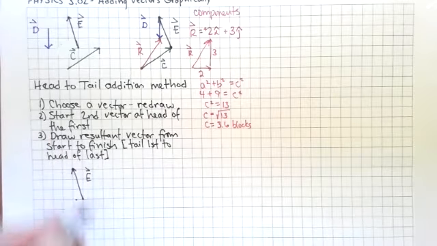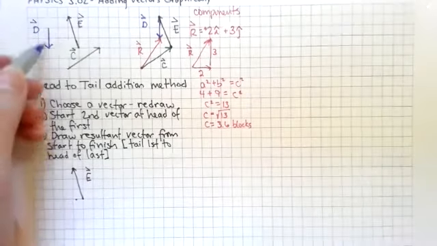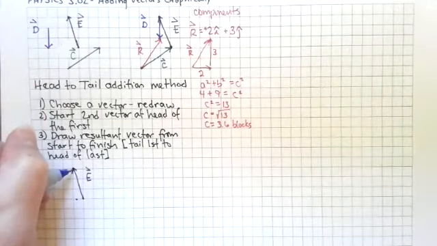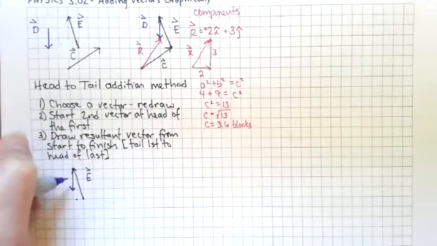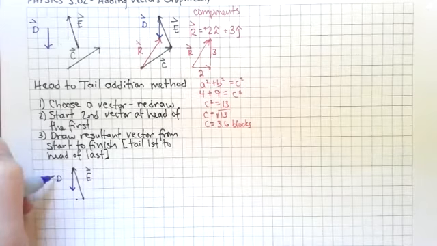Now I could draw C, but I'm going to run into my writing. So I'm going to add D next. So let's go to D. D comes down 2, and I'm starting at the head. My tail of the next vector goes to the head of the last. So here's D.